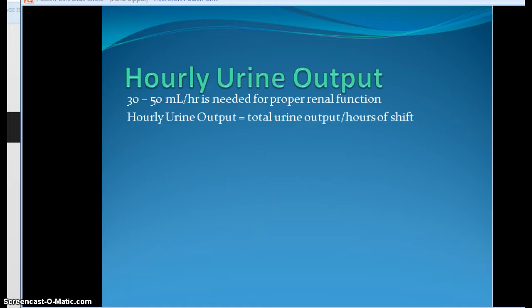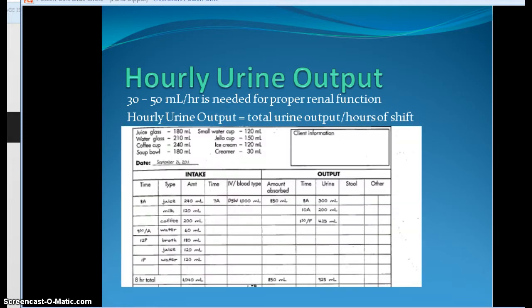Typically, we are looking for between 30 and 50 milliliters per hour for proper renal function. The way that hourly urine output is calculated is that you take the total urine output and divide by the hours of your shift. So for example, in this chart, the intake of fluids, and you see all sorts of things that we had mentioned earlier, is recorded, and the output is recorded.